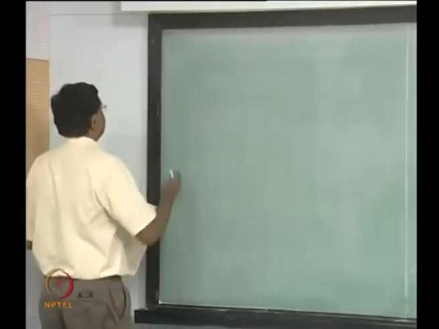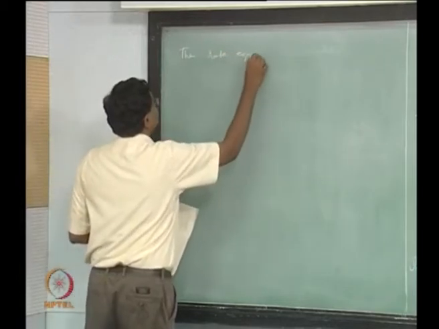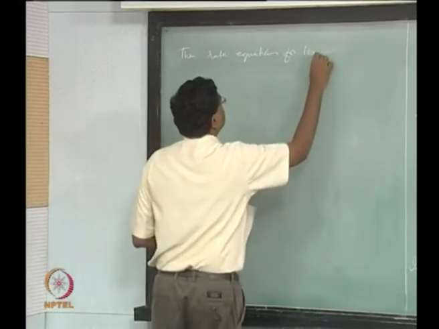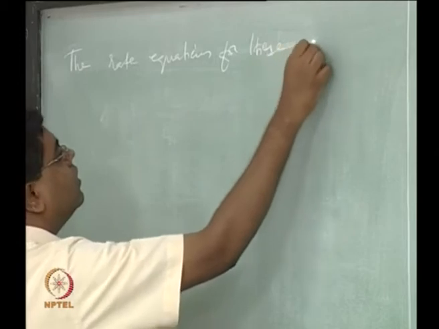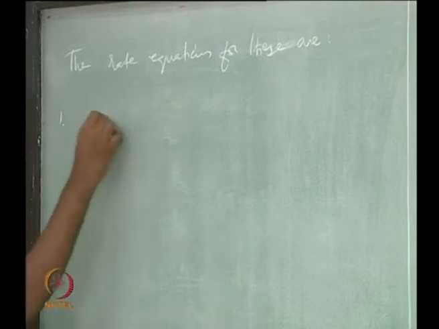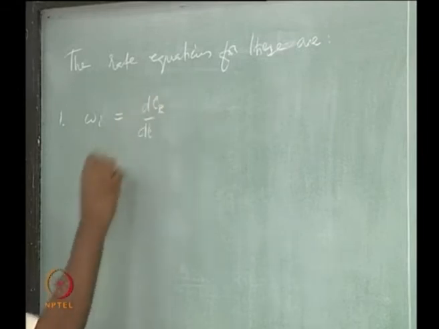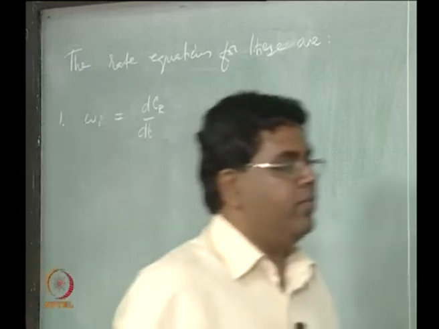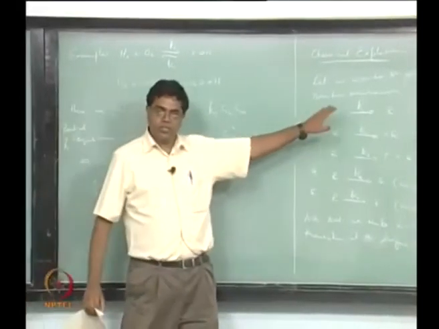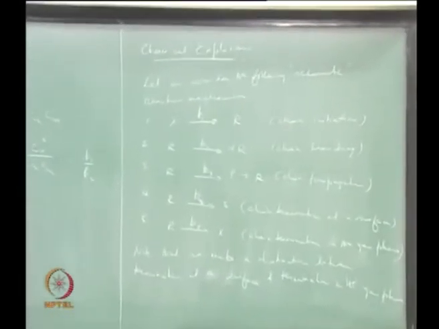So let us say the first equation, the rate equations for these are, one, let's say we call this omega I for the chain initiation step. All we are going to write is dCr over dt, because we don't want to worry about the fact that it depends on the concentration of x. We could write k1 cx, for example, but let me not worry about it. I'm just going to keep this as omega I.